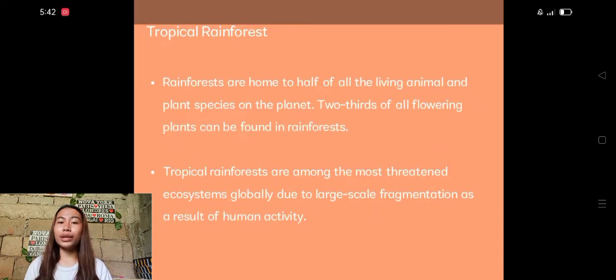Rainforests are home to half of all the living animal and plant species on the planet. Two-thirds of all flowering plants can be found in rainforests. Tropical rainforests are among the most threatened ecosystems globally due to large-scale fragmentation as a result of human activity.